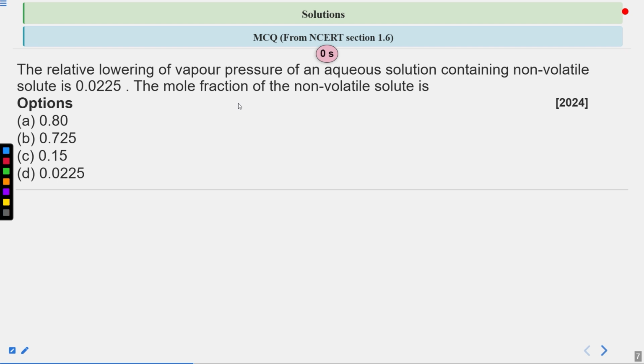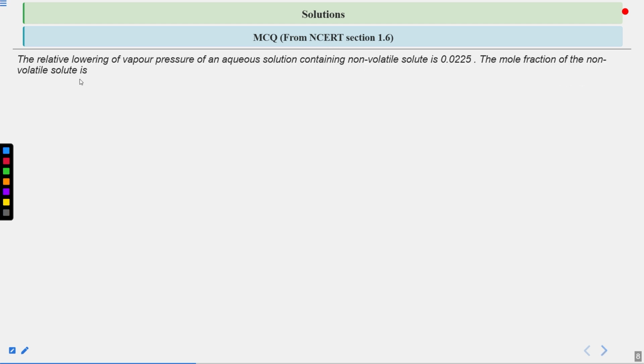Okay, now let's see. For the given question, the correct answer is option D, which is 0.0225.